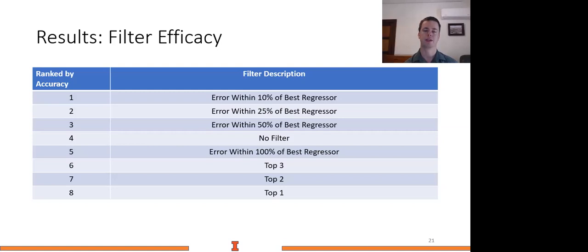We rank them by accuracy, and we find that the error within 10% of best regressor filter is the most accurate, and the class of filters that is in general most accurate is the error within n percent of best regressor filter. And we find that the top K filter types don't perform well, and in fact perform worse than having no filter at all. So we recommend in the future that people use the error within 10% of best regressor filter in their own stacked metamodel architectures.